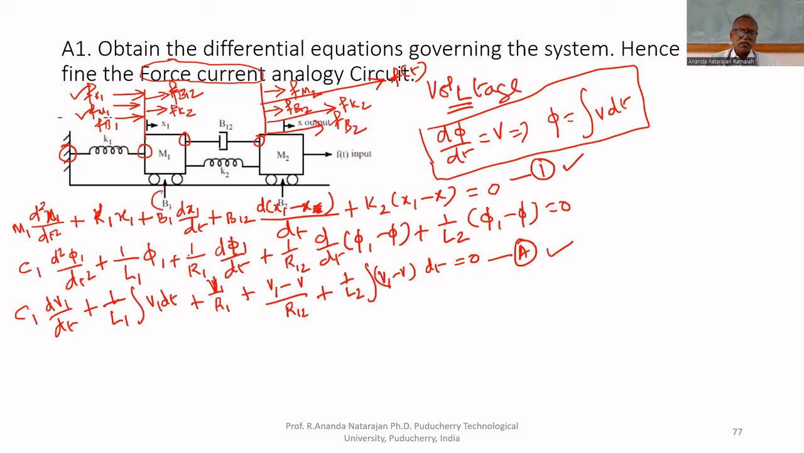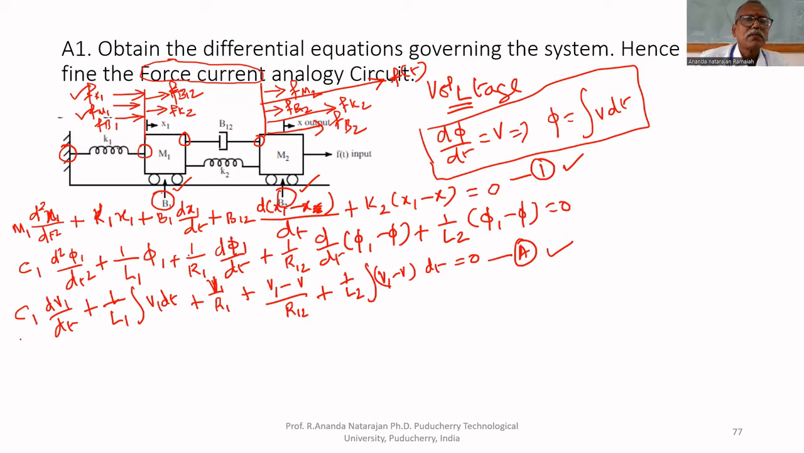Many missed this. Many students missed this B1 and B2. Friction can be seen as dashpot. So if you miss this B1, B2, the sum becomes wrong. Many students missed this B1 and B2. B1 and B2 are in the wheel.